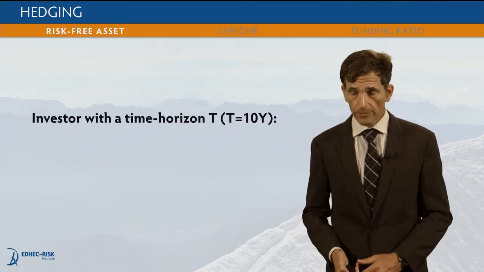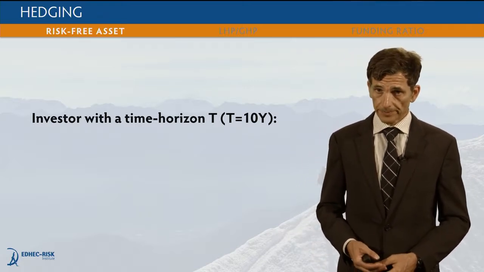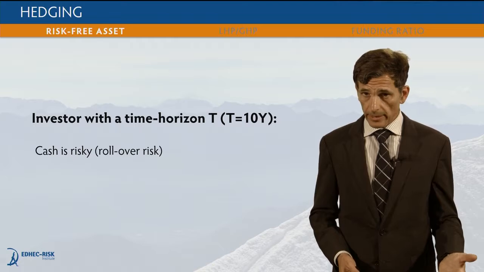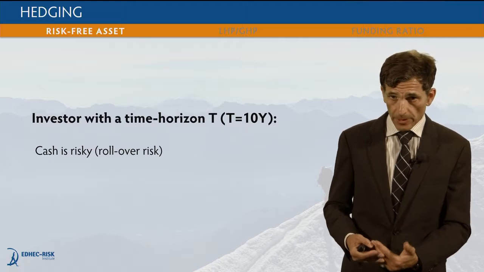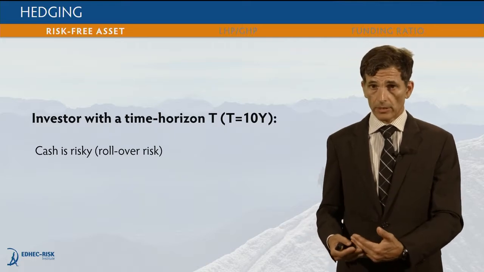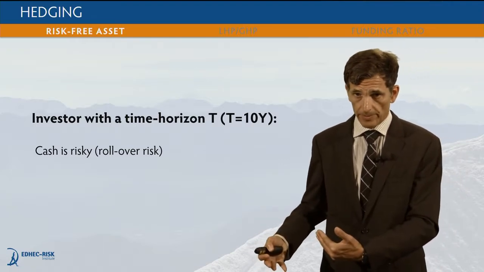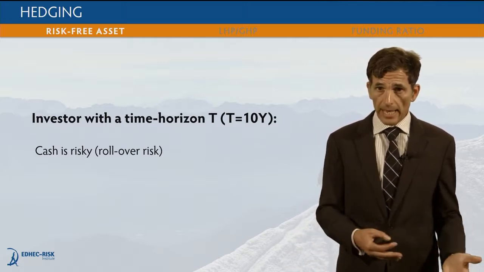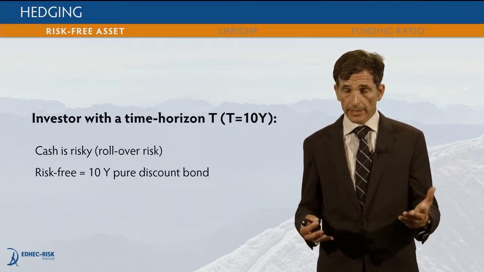Well, let's take a few examples. Let's assume we're looking at an investor that has a time horizon of 10 years. In this case, investing in cash is extremely risky. Even though cash looks like it's a safe investment from a short-term perspective, it's actually a very risky investment from a long-term perspective. There's lots of uncertainty in the rollover of this short-term cash investment. In particular, the concern might be that interest rates keep going down, and therefore the value of your assets is not growing extremely fast. So what is the risk-free asset for an investor that has a 10-year time horizon?